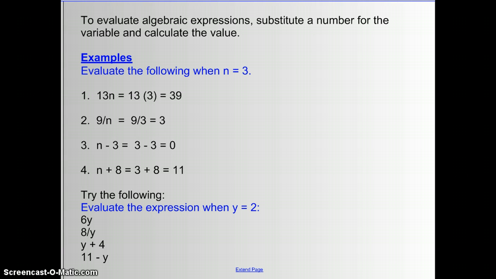You just take the value that they give you and substitute them in for the variable and then calculate the value of the expression. Why don't you try the following? Evaluate these expressions when y equals 2. You can pause this and calculate those out, and then I'll go over them.